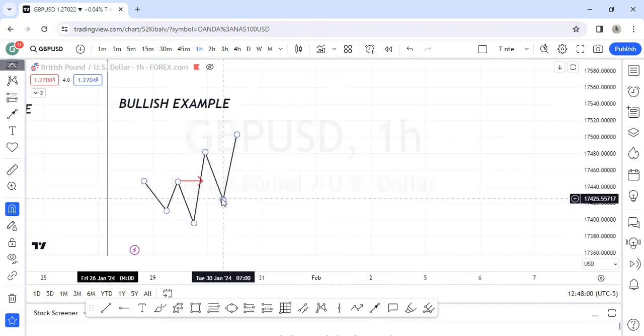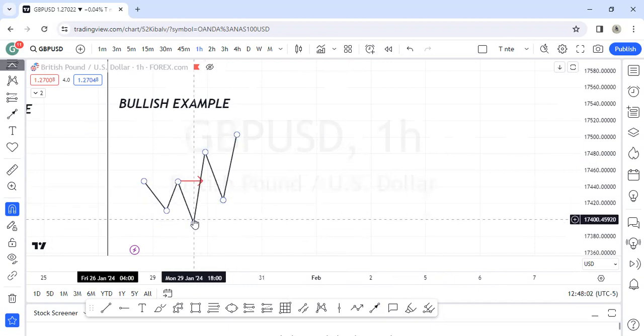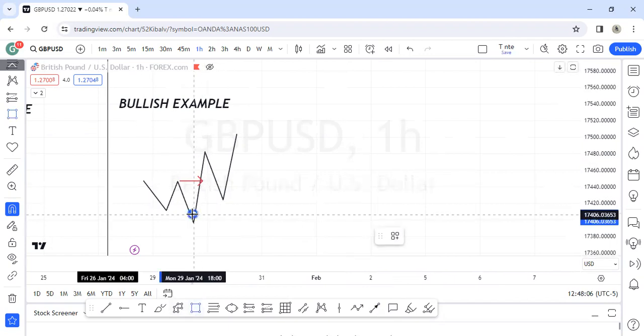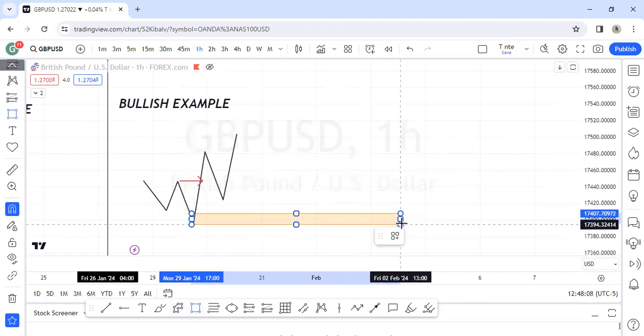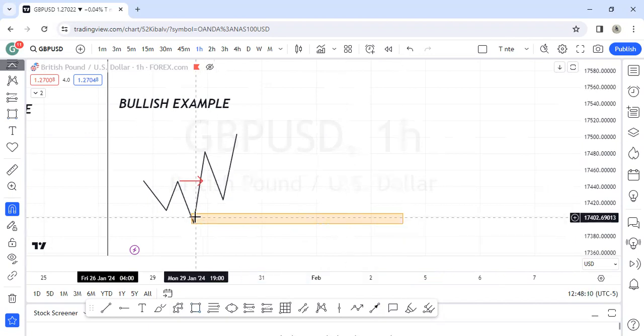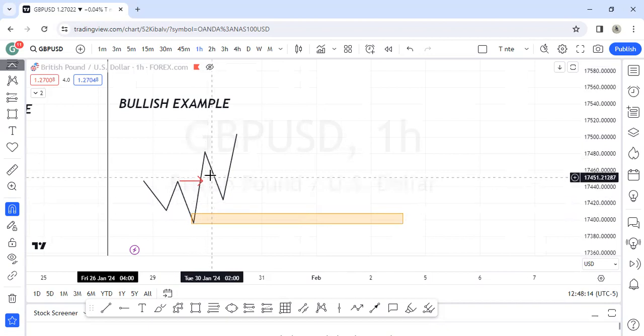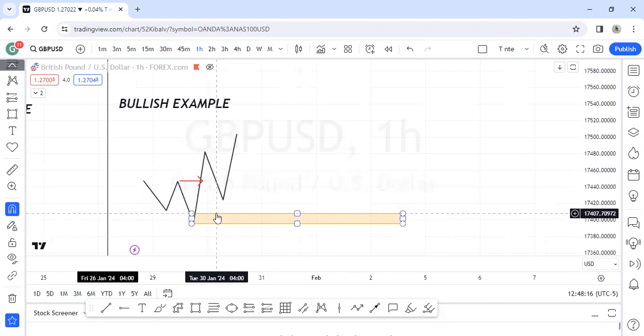Now, remember what I told you guys about mitigation. You have your own unmitigated area here. That means the market has not tapped into this point. Remember what I told you earlier about mitigation, so you might watch the beginning again. The market must tap into that area before it is regarded as mitigated.